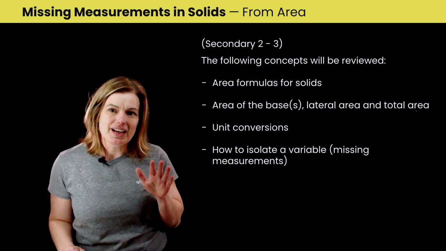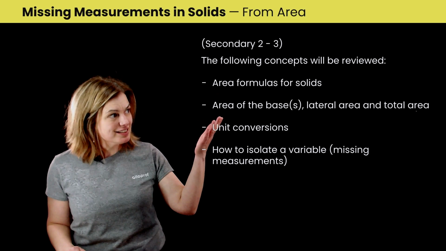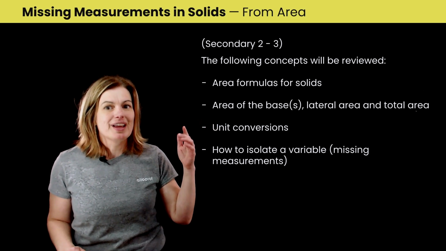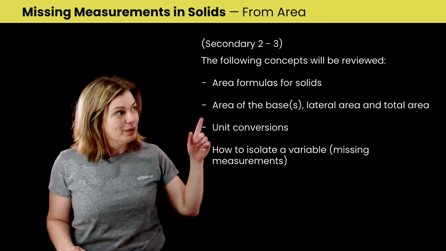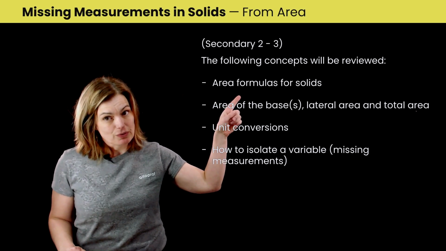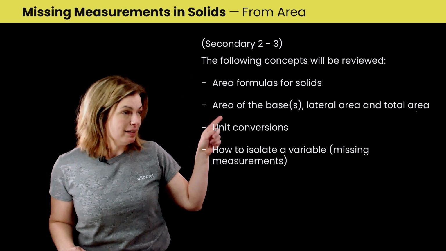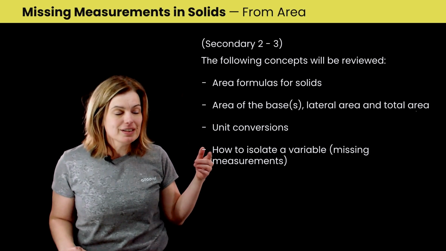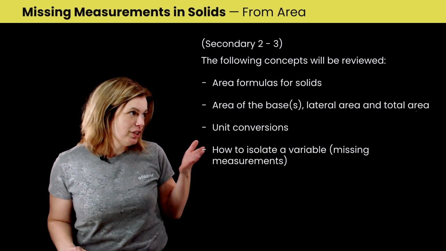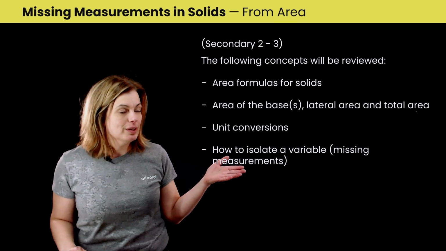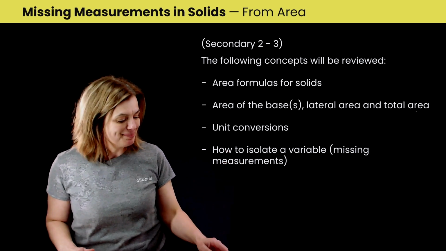We're going to be focusing on area today. This is secondary 2 and secondary 3 material. So for us to review our area, we'll be looking at the formulas for the areas of different solids. We're also going to be looking at the area of bases, the lateral area, and the total area of the solids, a little bit of unit conversion, and then finally how to isolate a variable or find a missing measurement.